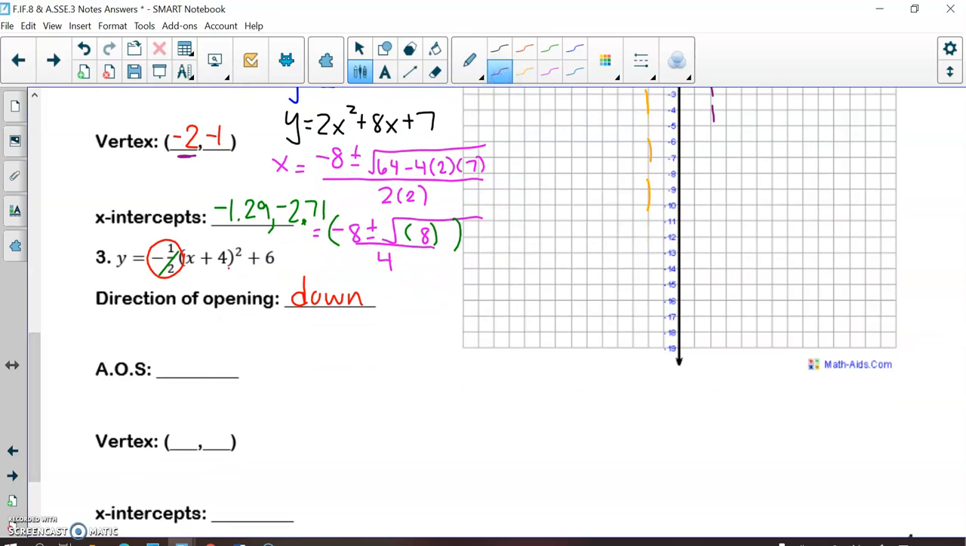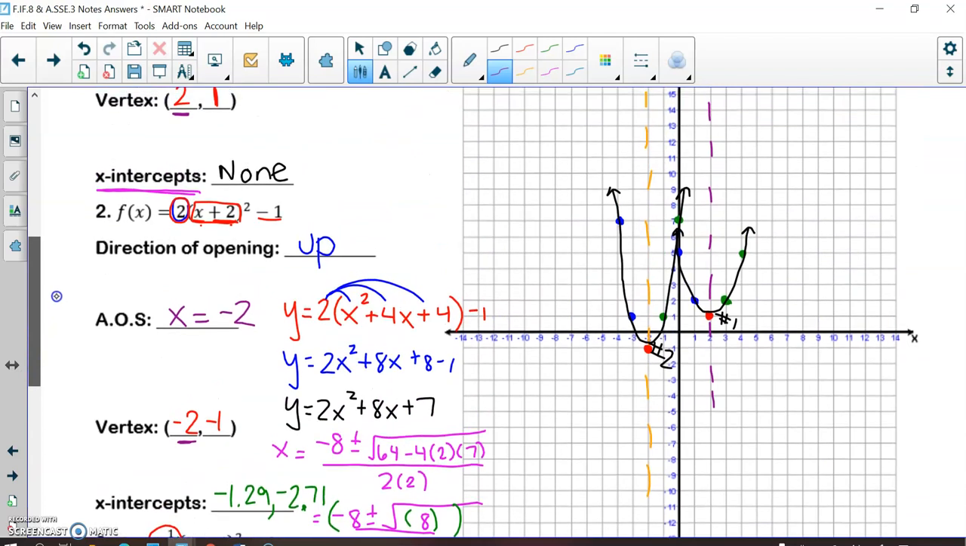Remember, your h value is the hard one to remember. It looks like a positive 4. It's really a negative 4. Your k value is exactly what it looks like. So my vertex is at negative 4, 6, which means my axis of symmetry is x is equal to the x value of my vertex, which is negative 4.